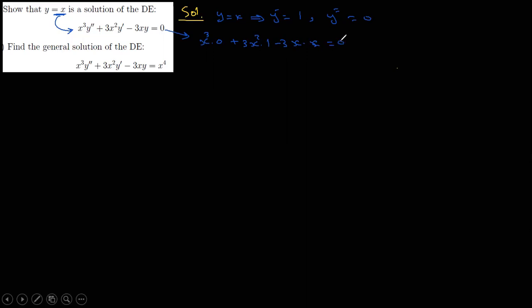Great, equal 0. Let me check if this is correct or no. This one will be cancelled. Now I have 3x squared here minus x times x, also x squared, 3x squared equals 0. That will give me 0 equals 0. This one is correct. So yes, y equal x is one solution for this homogeneous equation.